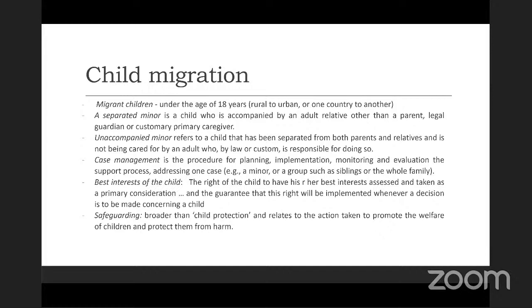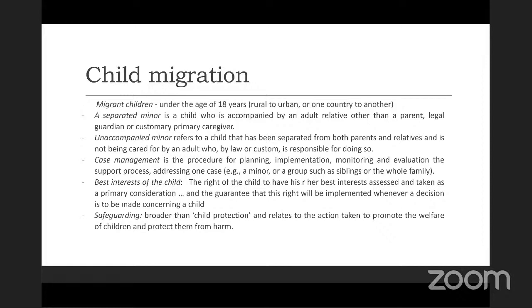Now, if that child has been separated even from that person, so the first separation they had was from their parent, and then the second separation is also from that caregiver, then we would say that this child is a separated minor. So they are accompanied by an adult other than their parent. That's quite important to understand. So separated, other than your parent, you are a separated minor.